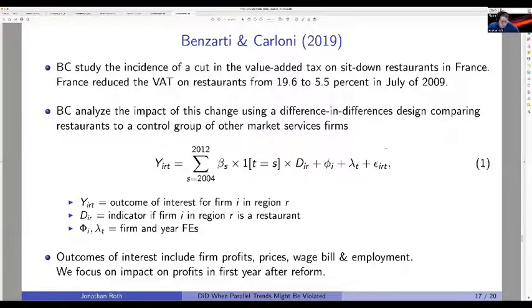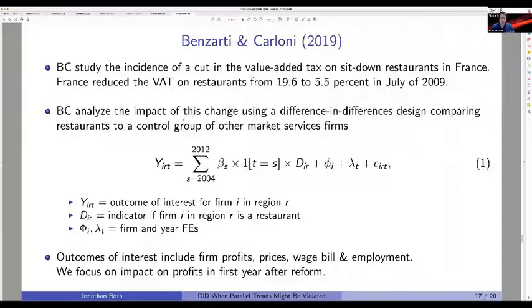So in the last couple minutes I have left, let me show you how you can use this in an example. I'm going to show you an application to this paper by Benzardi and Carloni, who are interested in the incidence of a cut in the value-added tax on sit-down restaurants in France. France reduced their VAT on restaurants from about 20% to about 6% in July of 2009.